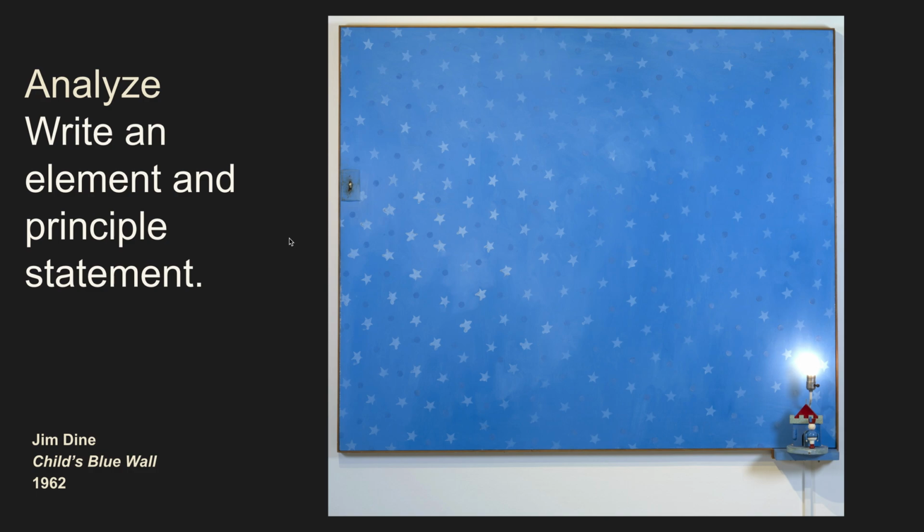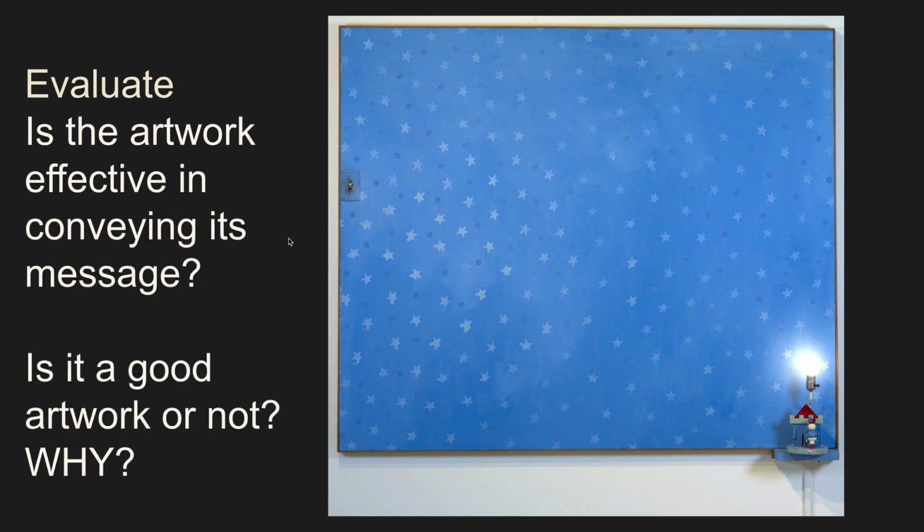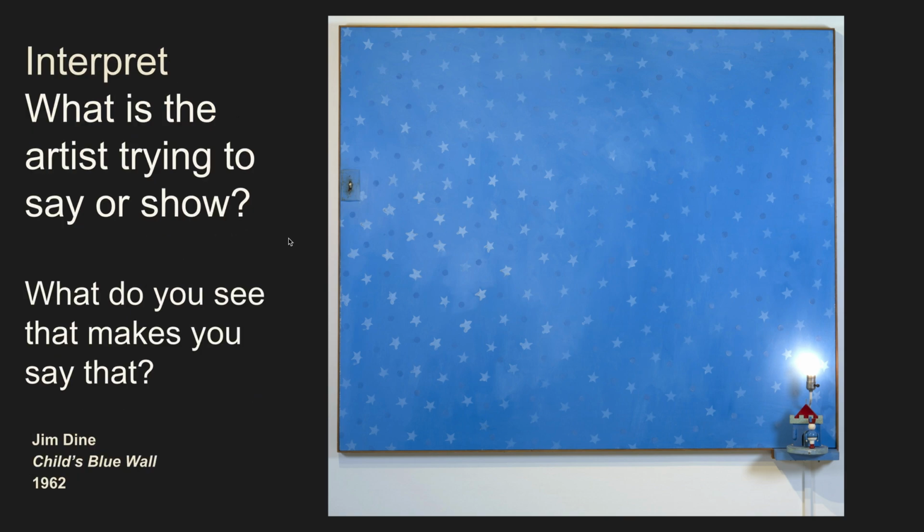Now, our third step is interpret. So what is the artist trying to say or show? What do you see that makes you say that? So this is you trying to figure out, what does this mean? What is the artist trying to say?